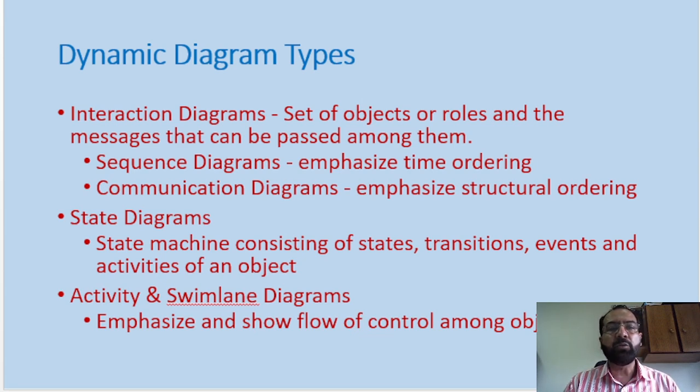In UML, as you know, there are various dynamic diagrams. First of them are interaction diagrams, a set of objects or roles and the messages that can be passed among them, which we'll see in this lecture. When we talk about a sequence diagram, we emphasize time ordering. Here time ordering does not mean actual time, but basically the ordering: which communication occurs first, what is next, and so on, until that task has been done or that functionality has been created.